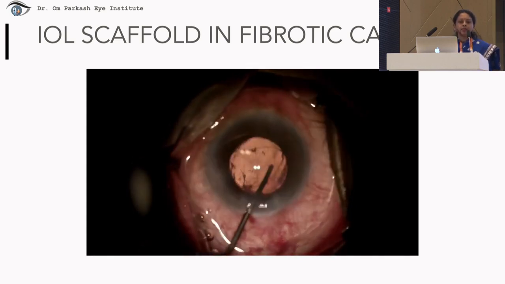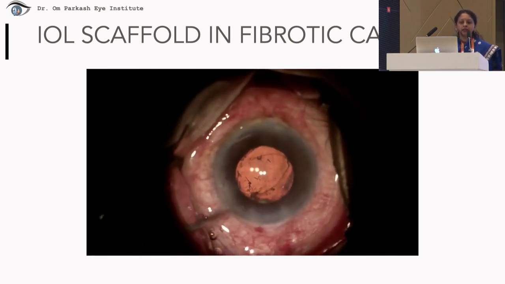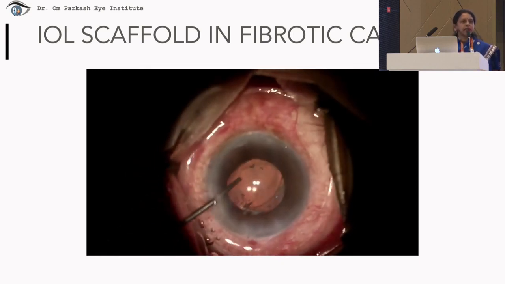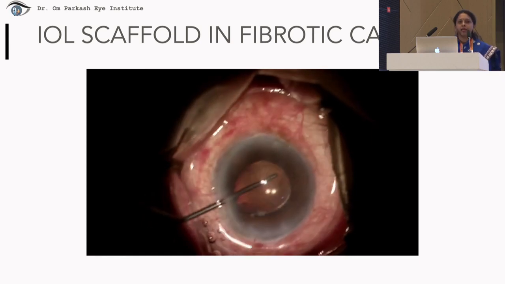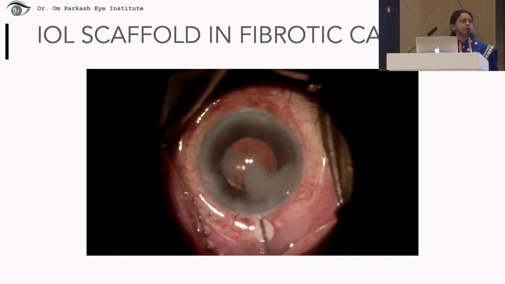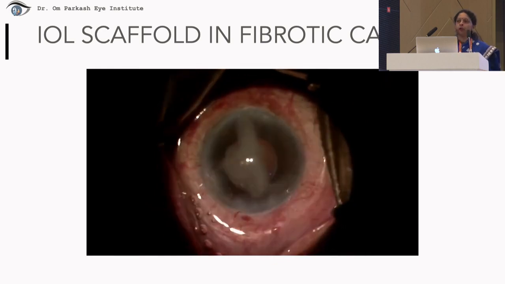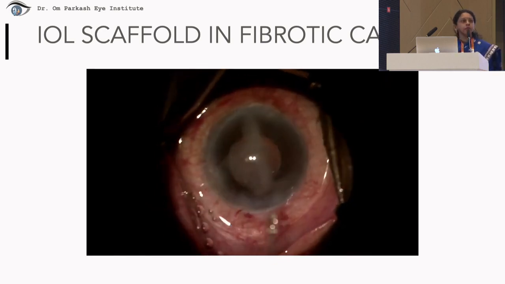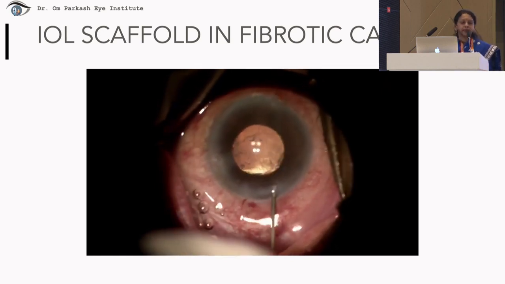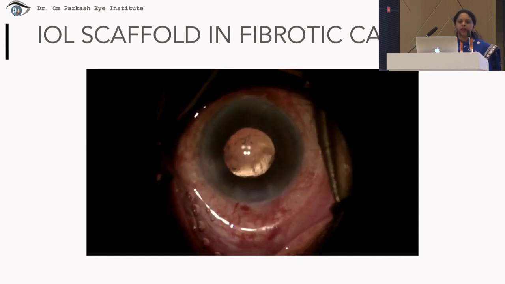Now the IOL is dialed into position in the sulcus, and we believe that whenever there is a posterior capsular rupture, a single-piece IOL should not be implanted, and a multi-piece IOL should be implanted for long-term safety, so that there is no UGH syndrome. Now triamcinolone acetate is introduced into the chamber, and we see that there is no vitreous in the anterior chamber, and the surgery has been successfully completed.